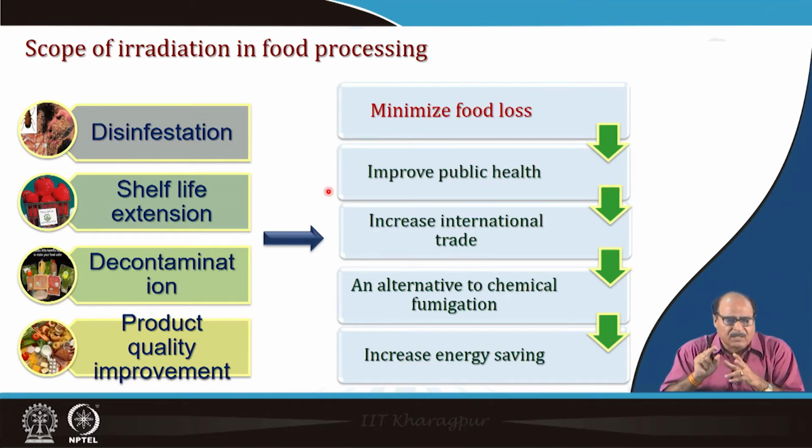So, obviously, that is the scope of irradiation: food processing, disinfestation, shelf life extension, decontamination, product quality improvement, etc. It can be used as an alternative to chemical fumigation in spices and fruits, and it can increase international trade. In fact, India has already signed an MOU with the US, the Singh-Obama agreement. Under this, the Alfonso mango is irradiated in BARC and then shipped to the US. So, irradiated mango is available to improve public health, minimize food losses, etc.